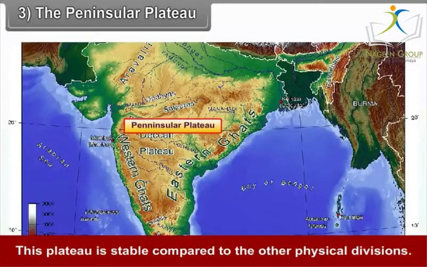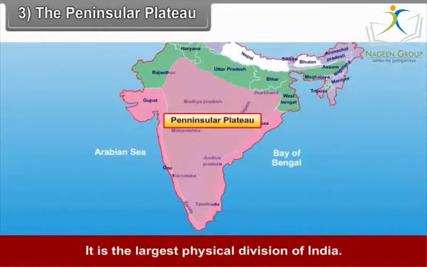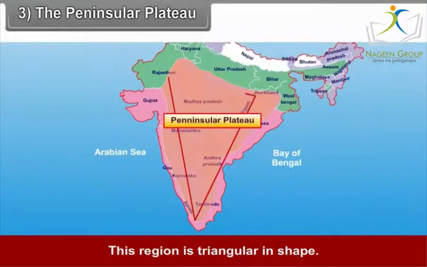3. The Peninsular Plateau. This plateau is stable compared to the other physical divisions. It is one of the oldest land masses in the world. It is the largest physical division of India. This region is triangular in shape.